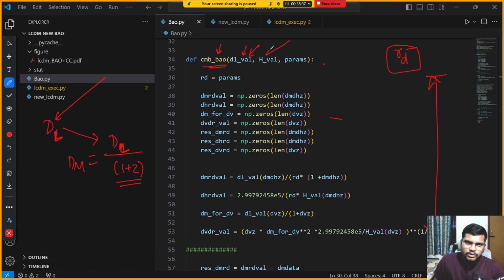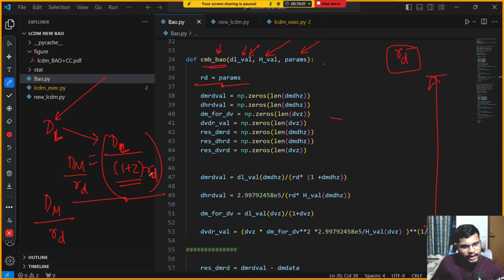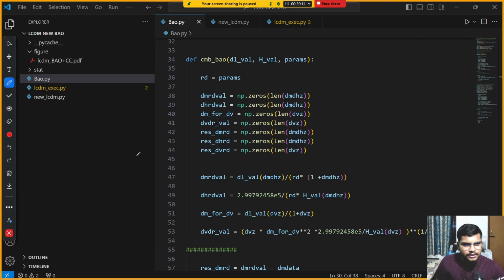I will also import the H solution, H of z, over here. Because I am treating rd as a parameter, I am not doing any differential equation over here. One of my parameters is basically rd, because I require rd. Why? Because these things are really DM over rd, so both sides have to be equal. So rd is going to be a free parameter. Sometimes it will be 100, then it has to go there as 100, and then it will do the chi-square analysis. So you understand this point, right?